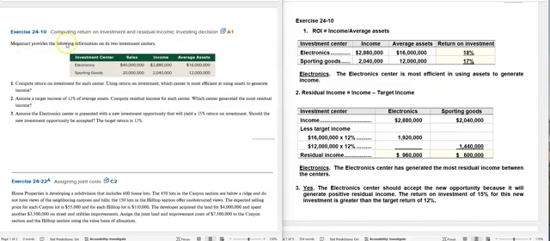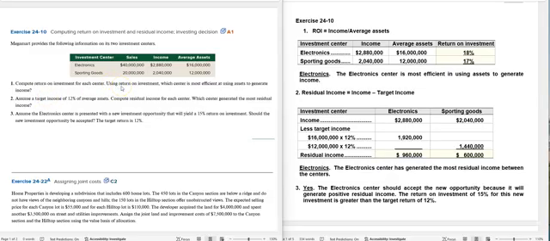So Megamart has provided the following information on two investment centers. They have electronics and sporting goods. And the managers of both of these investment centers are responsible for not only the revenues and costs, but they're also responsible for investing into assets for those two divisions. We're going to compute the return on investment for each center, and we're going to compute the residual income.